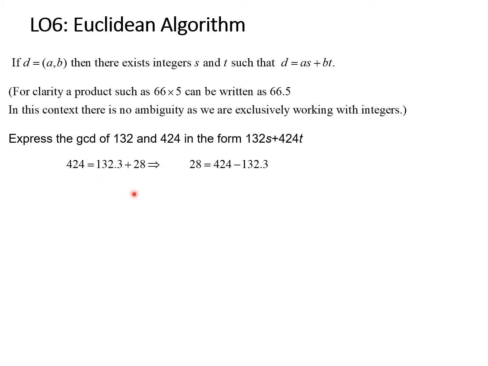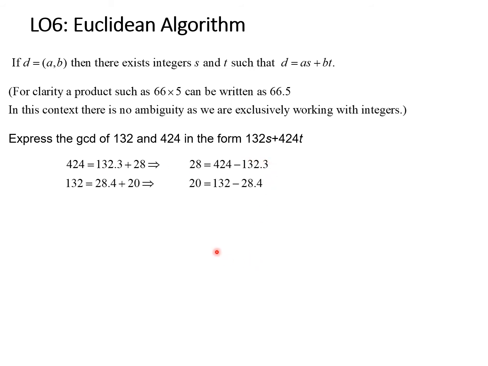Okay, so from the previous working, we have got 424 equals 132 times 3 plus 28. Then what we do is, for each line that we calculated in the previous slide, we're going to make the divisor the subject of the equation. So it's 28 equals 424 take away 132 times 3.